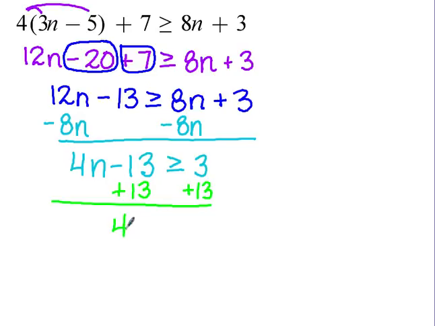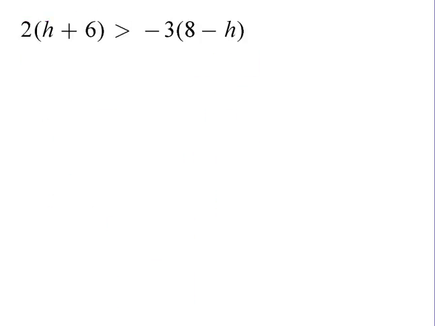So I get 4n to be greater than or equal to 16. What's the final step you do? Divide by 4. So you get n greater than or equal to 4. There you go. What do you think? Not bad? Really long. Yeah, those are a little longer.